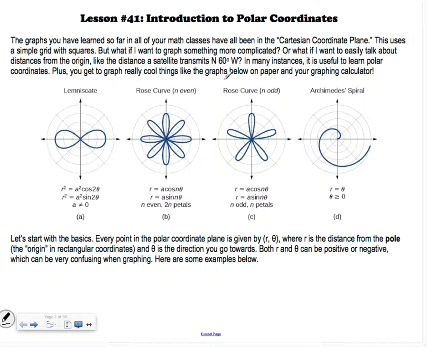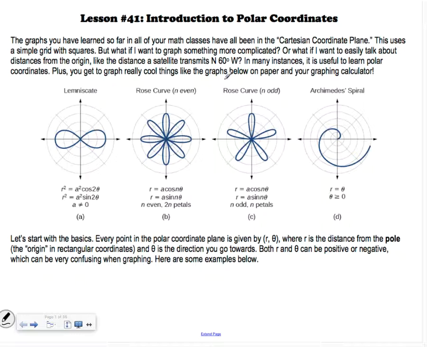All right, anyway, so this is a simple grid with squares. But what if we want to graph something more complicated? What if I want to talk easily about distances from the origin, like the distance that a satellite transmits, like north 60 degrees west, things like that? So in many instances, it's useful to learn polar coordinates, a kind of circular coordinate plane.